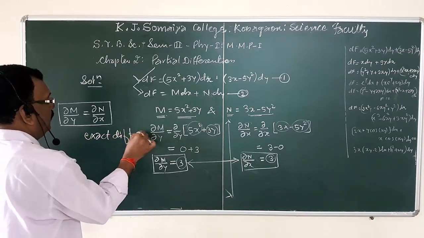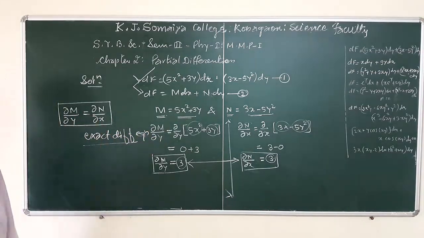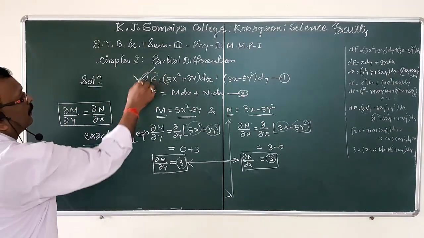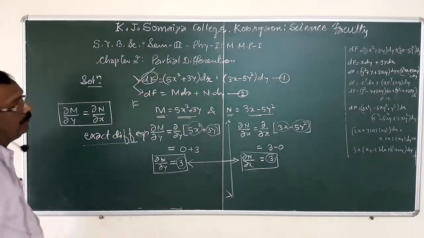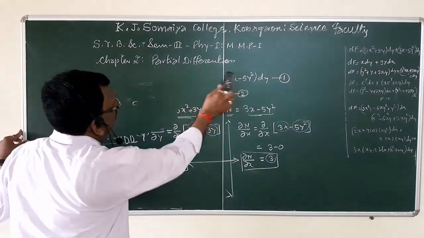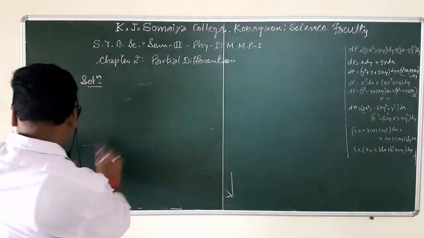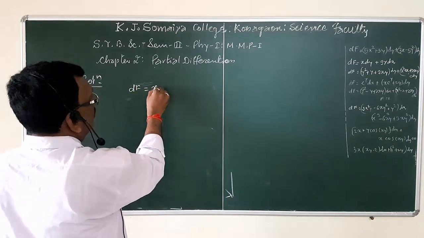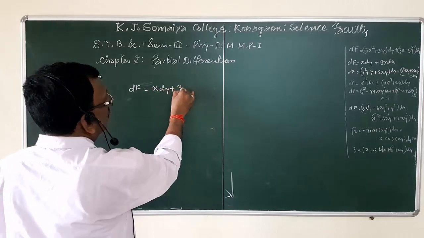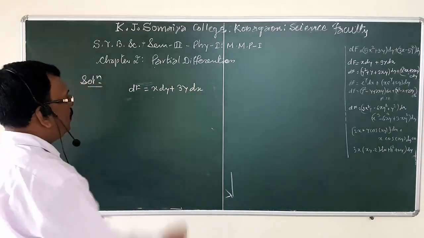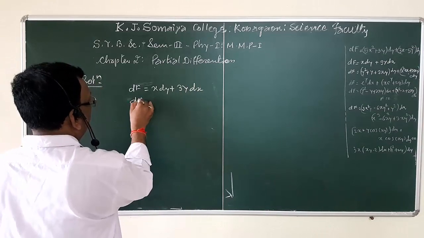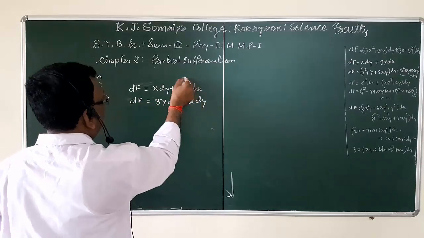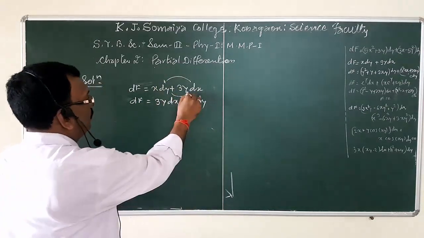Exact differential equation, and when the condition is satisfied, the differential is exact, then we can determine the function f from this df. Okay. Now, consider another example, that is df is equal to x dy plus 3y dx, or we can write this df is equal to 3y dx plus x dy, only interchanging these two terms.